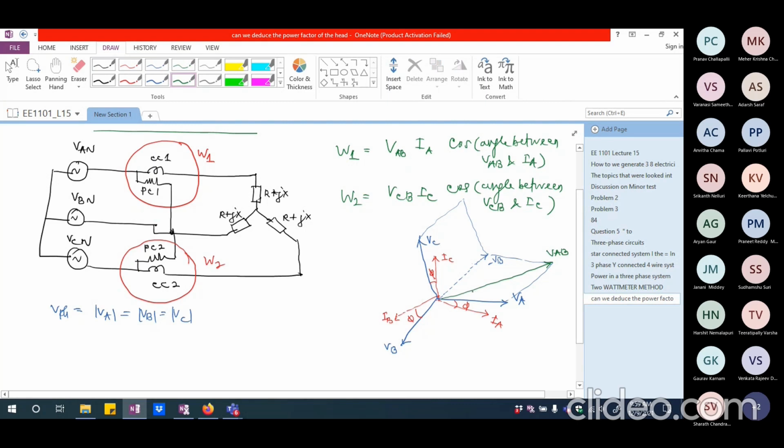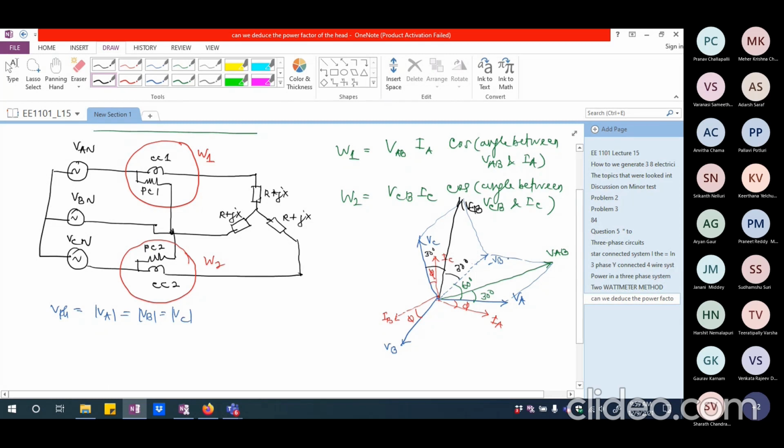But this angle will be 30 degrees because this entire thing is 60 degrees and this will come in the middle basically. The same way, if I try to draw where my VCB is, VCB is going to be drawn like this. So this is going to be VCB, and if I try to look at it, it will have 30 degrees on this side and 30 degrees on the other side as well.